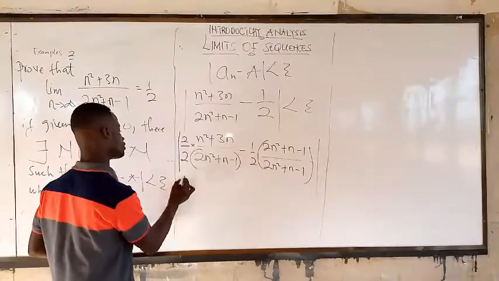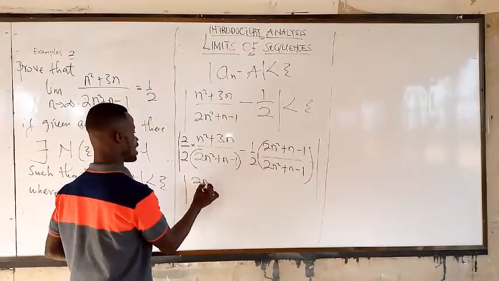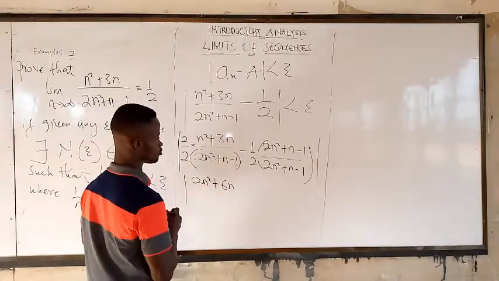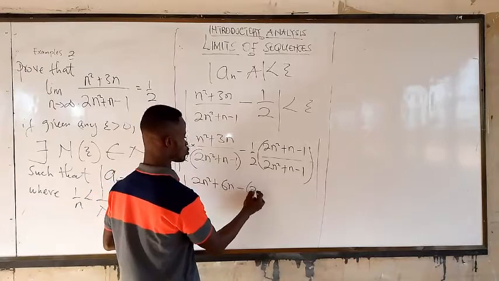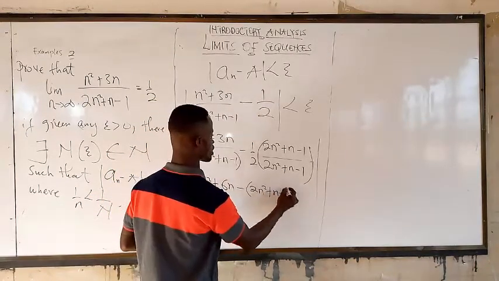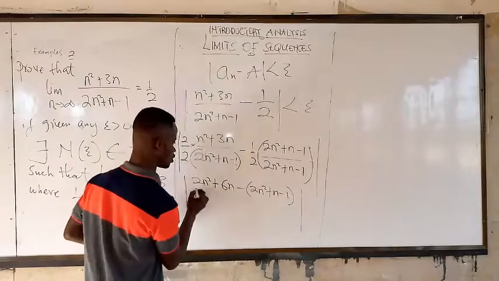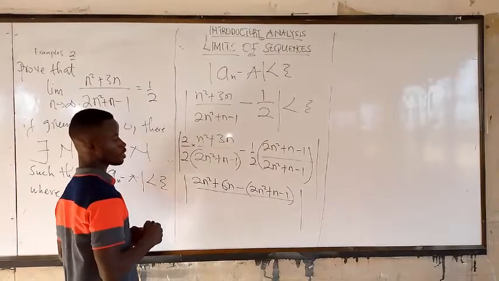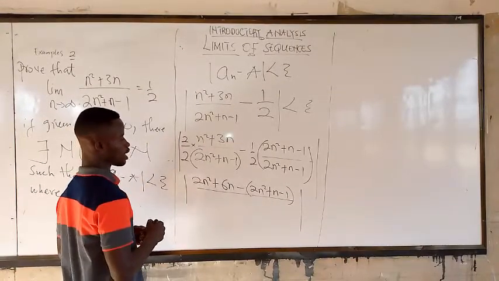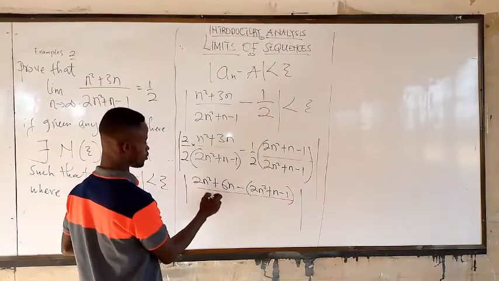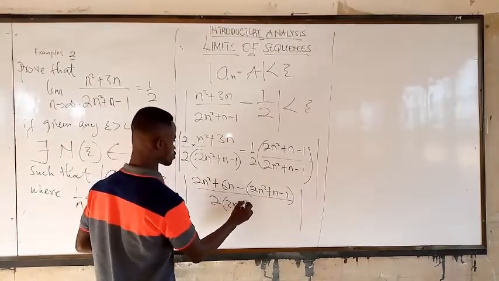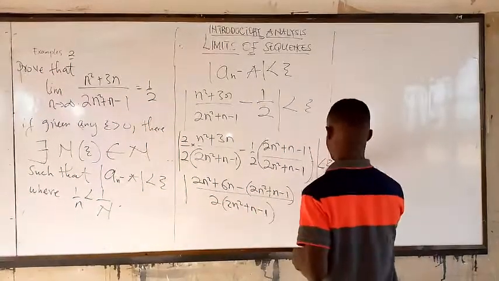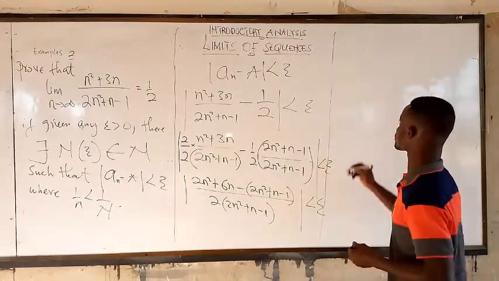Alright. So here we get 2n squared plus 6n minus 2n squared plus n minus 1, all this over 2n squared plus n minus 1. Hope you can see what is there. Very good. So less than epsilon, you can repeat it.